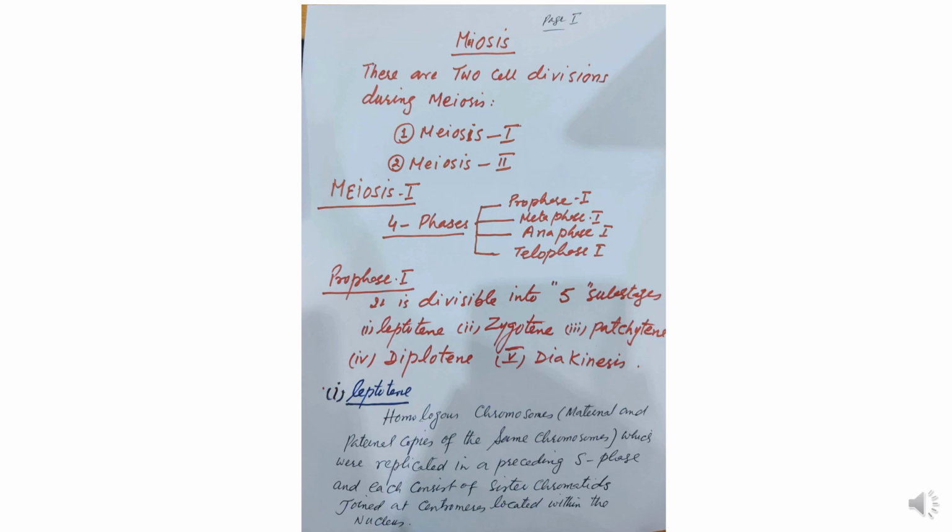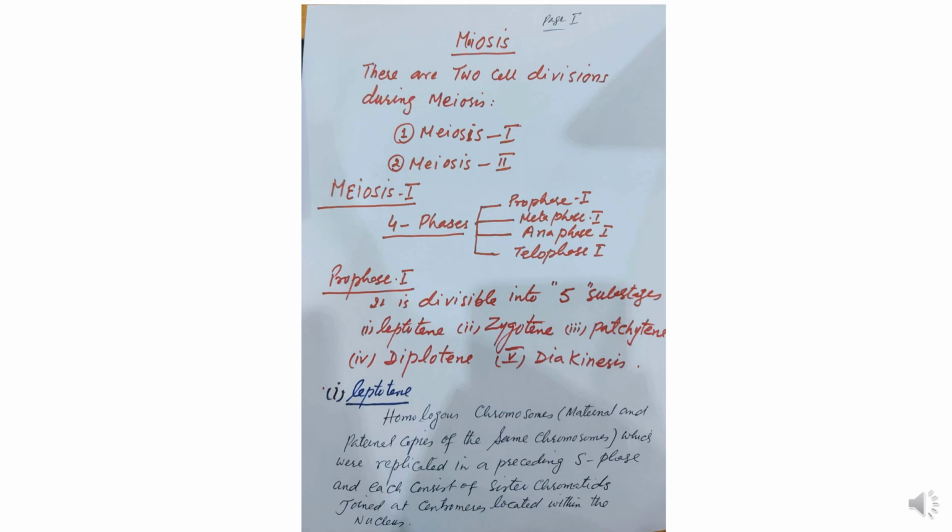Prophase 1 is divisible into 5 substages. The first step is leptotene, second is zygotene, third is pachytene, fourth is diplotene, and fifth is diakinesis. These 5 phases are in prophase 1.